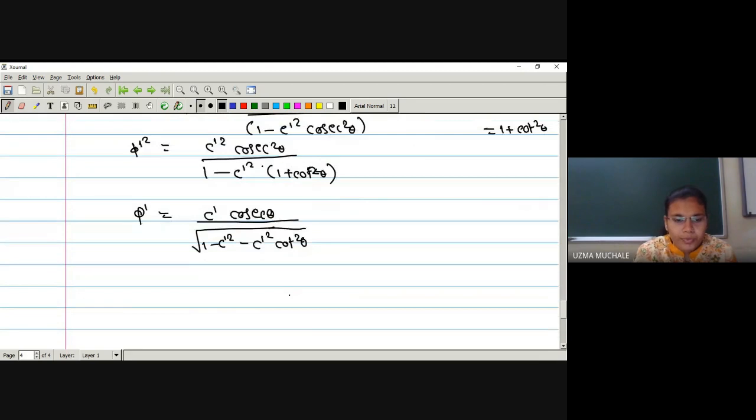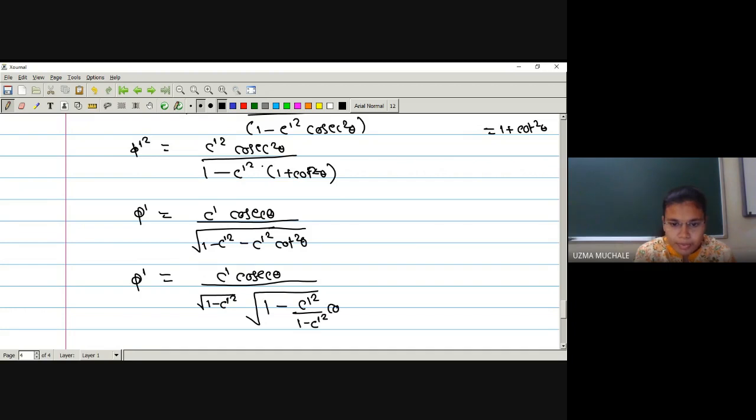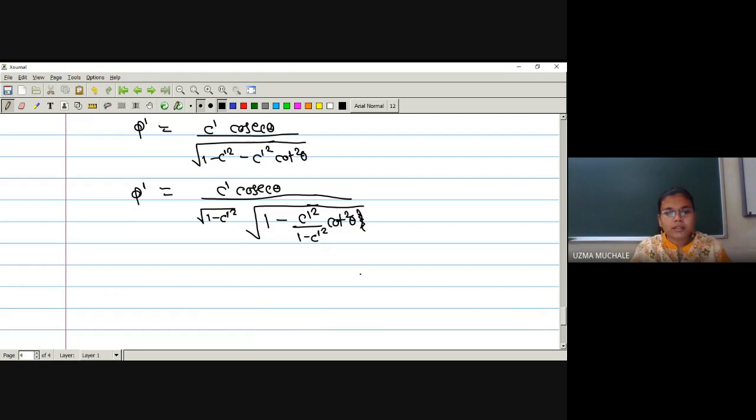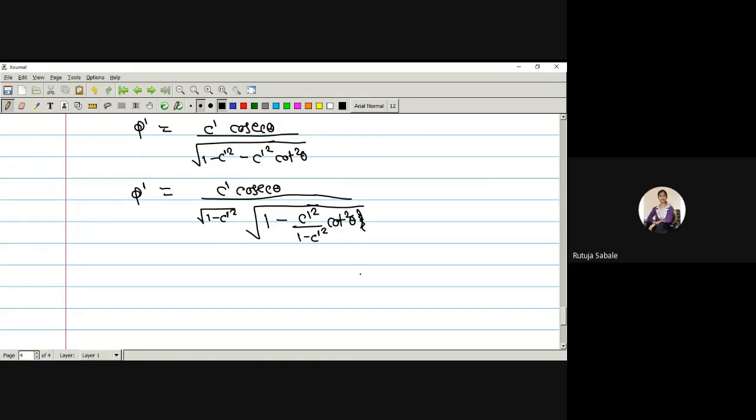Now if I take under root of 1 minus c dash square outside, what will remain? phi dash is equal to c dash cosec theta outside, and inside, if I take 1 minus c dash square outside, it will be simply 1 minus c dash square. In here there is no such term, so we have to divide by that term, and here it is cot square theta. I am doing just simplification. Is it okay? Yes, ma'am.